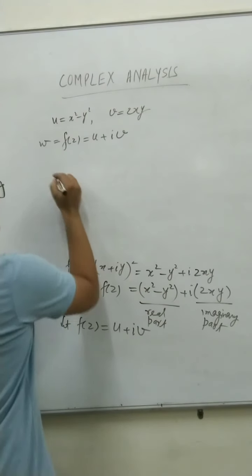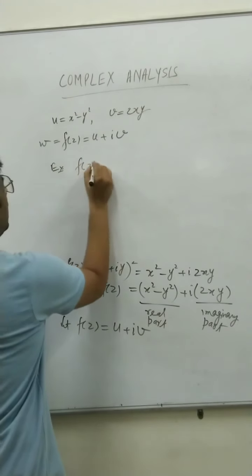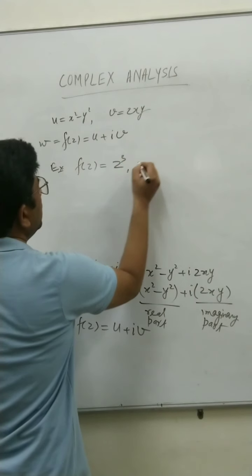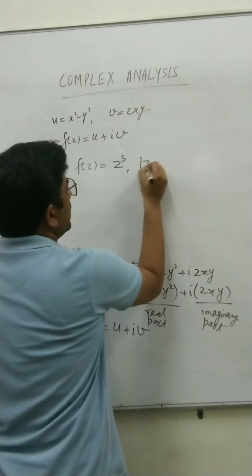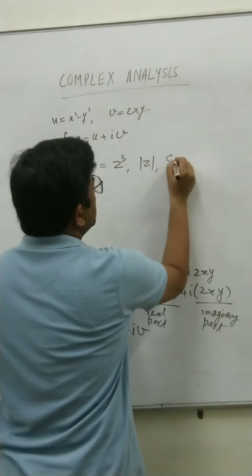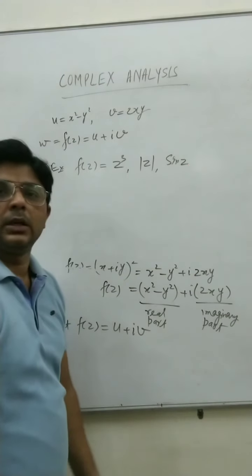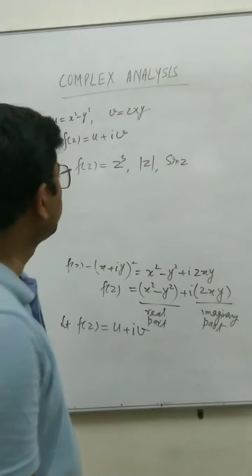Similarly, we have many other examples of complex functions. We can take f(z) equal to z cube, we can take f(z) equal to mod z, or we can take sin z and others. These all are examples of complex functions.